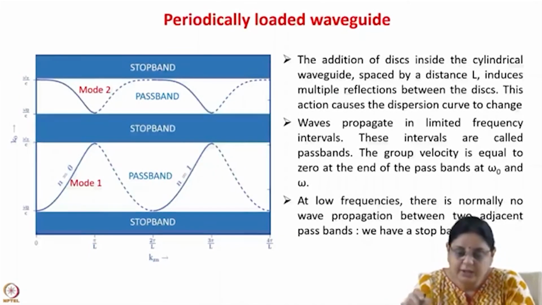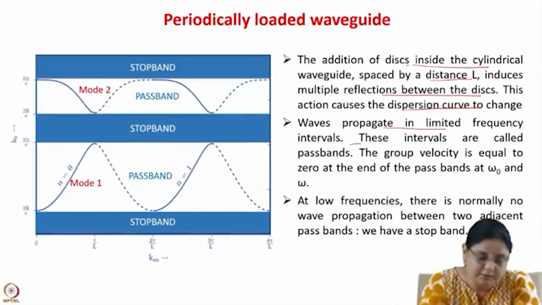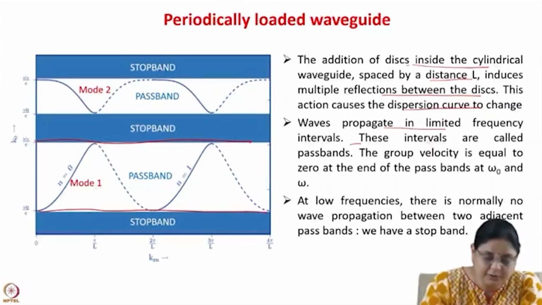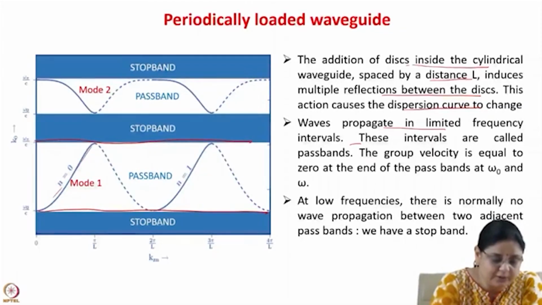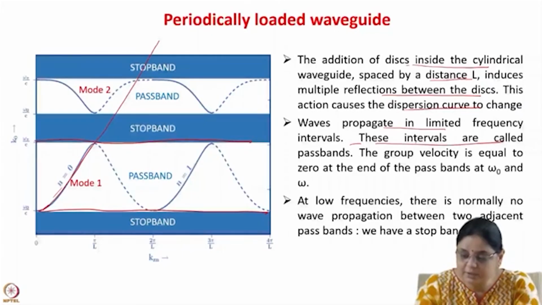So now we have seen that the addition of the disks inside the cylindrical waveguide, spaced by a distance L, induces multiple reflections between the disks, and this causes a change in the dispersion curve. So waves now propagate in a limited frequency interval. Earlier, for this particular mode, let's say the TM01 mode, it was propagating and there was no cutoff in the upper direction, but now we see that there is a stop band. So above a certain frequency, again the waves do not propagate. So these intervals are known as pass bands.